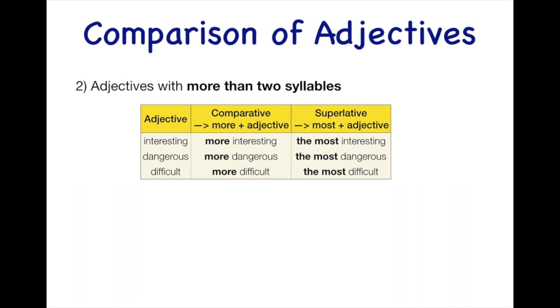Interesting besteht aus 4 Silben, also mehr als 2, wird es nicht interestinger, sondern more interesting und the most interesting. The same goes for dangerous. Dangerous. More than 2 syllables, so we turn it into more dangerous and the most dangerous. Let's take a look at some examples.